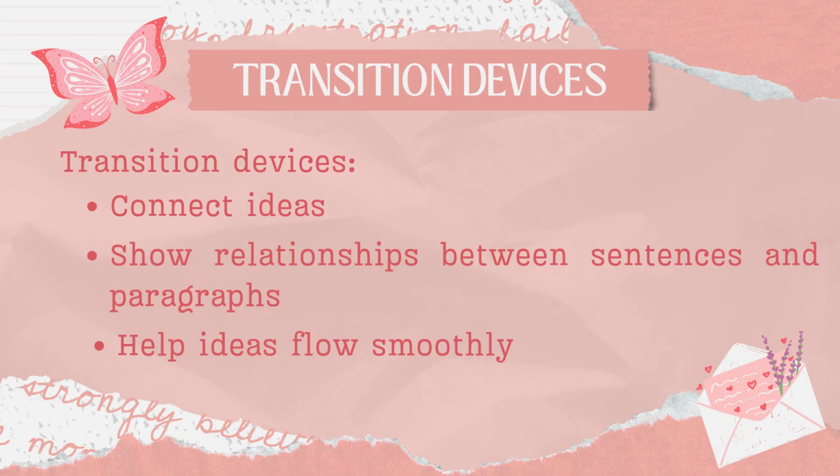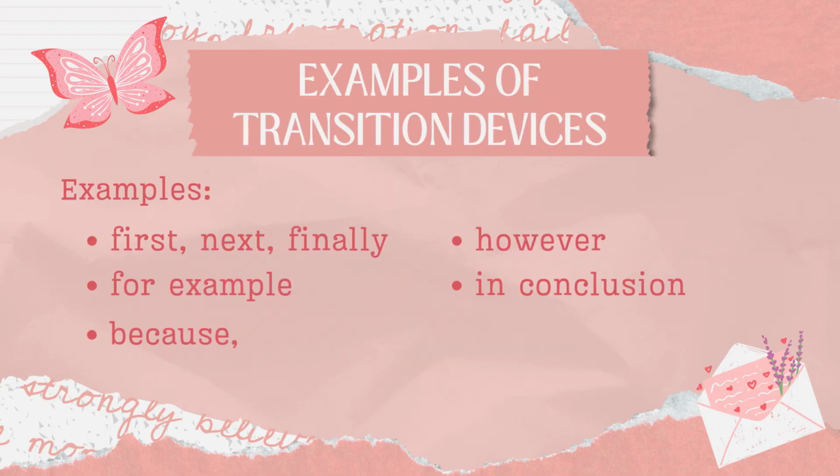We have here examples of transition devices: first, next, finally, for example, because, therefore, however, and in conclusion. These words signal what is coming next. For example, first shows order, while however shows contrast. They guide the reader through the text. Again, first shows order, while however shows contrast.